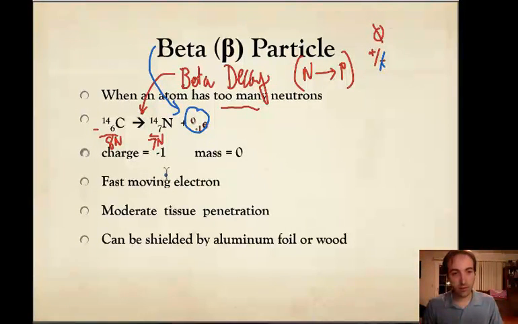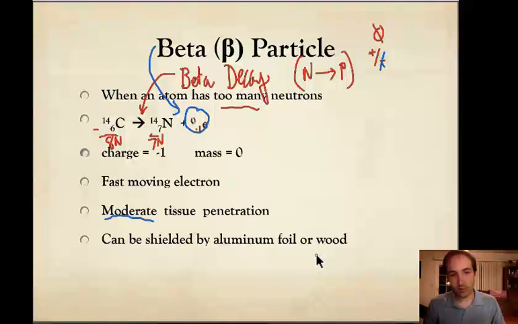They'll hit anything they come in the path of. Turns out they have moderate tissue penetration. So if you're sitting around this stuff, it's going to go through your skin, it's going to go into your body, and it turns out the only way you're going to shield it is with aluminum foil or wood or anything more dense than these substances. It's all about density. So as the electron hits these substances, it will slow down and stop.